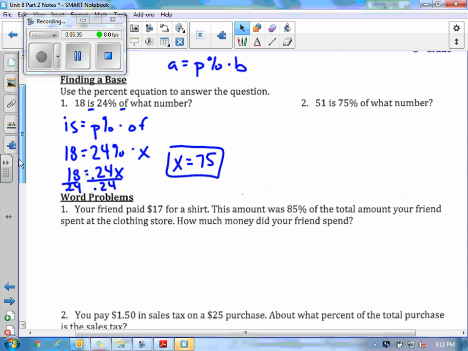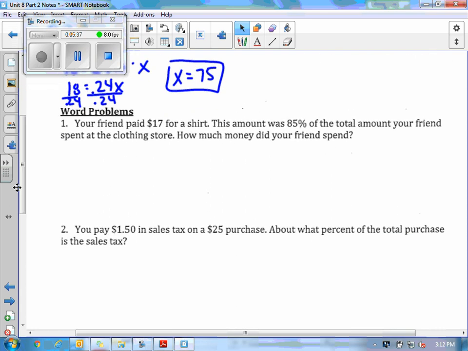2 I'll leave for you guys. And there's a couple word problems here, which can be a little bit difficult. I'm going to do one. The second one you'll do very similar, so you should be able to figure it out.